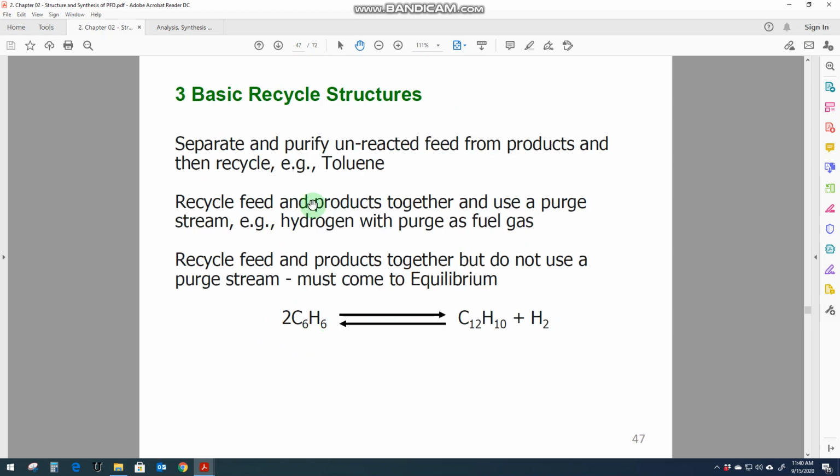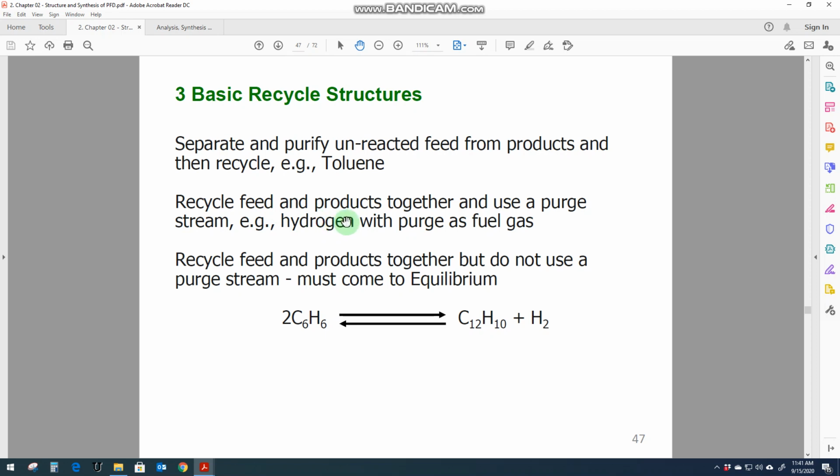Now let us see what the basic recycle structure of the process is. Separate and purify unreacted feed from products and then recycle, for example, toluene. If we look at the reactor, our aim is to get the maximum conversion of toluene into benzene. So if there is an incomplete conversion of the toluene, then we have to separate the unreacted toluene and recycle it back into the process.